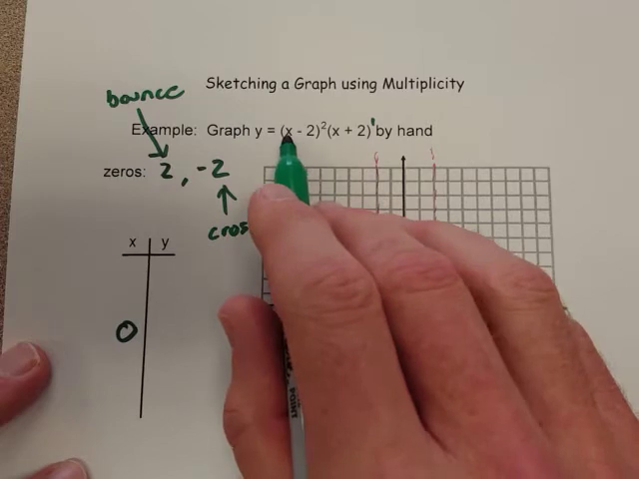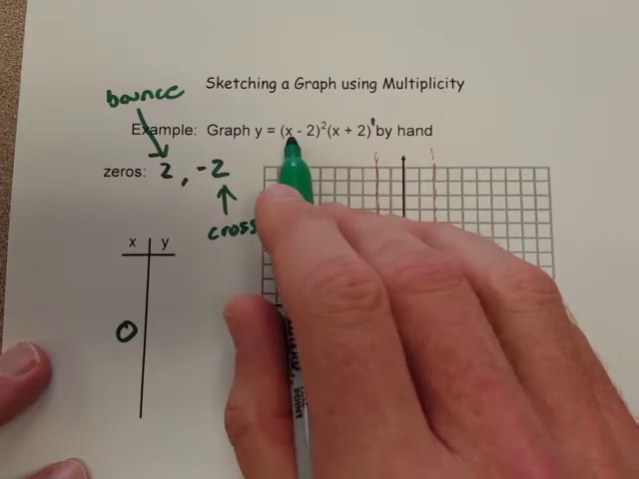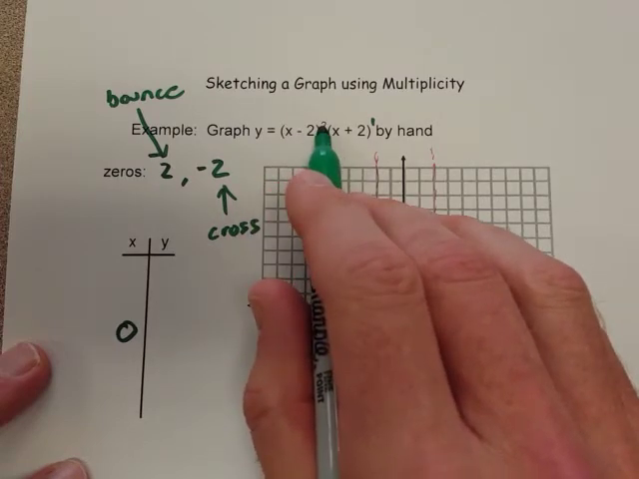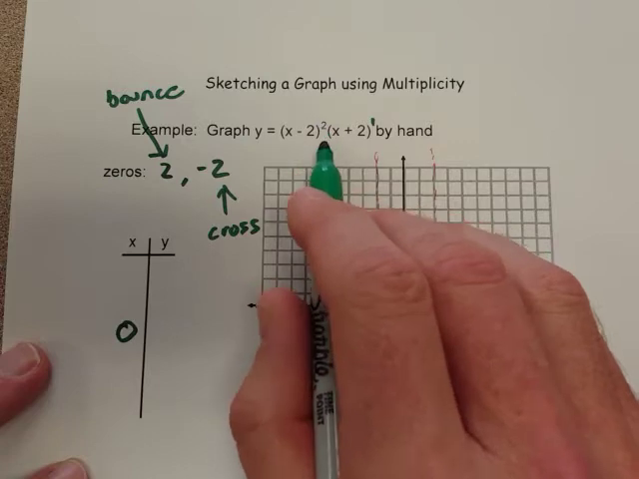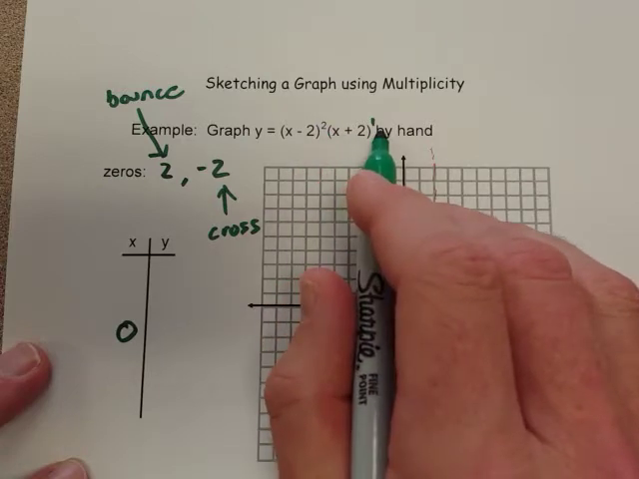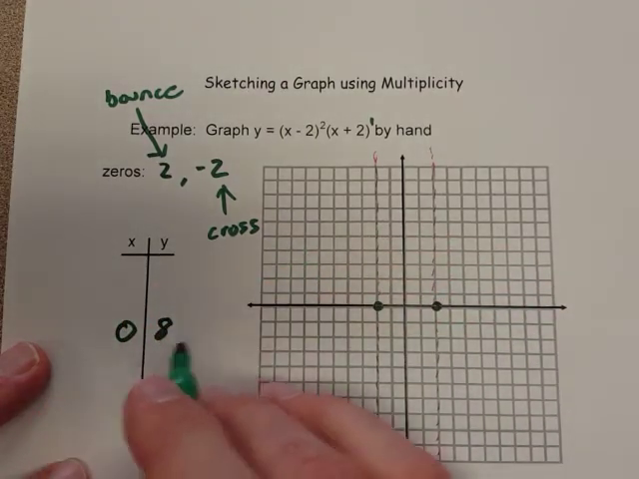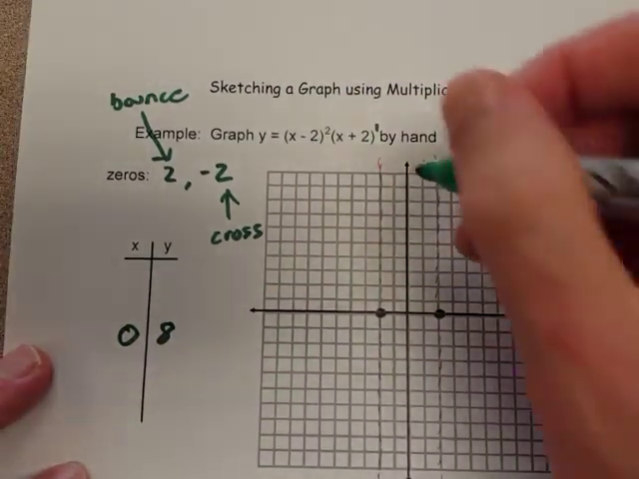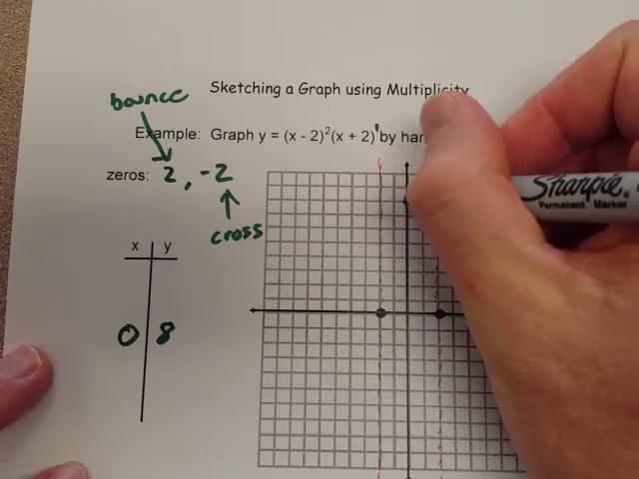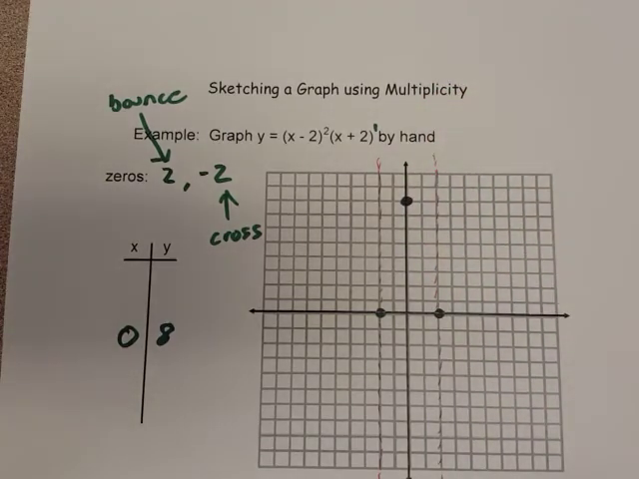That's going to give me 0 minus 2, which is negative 2. Squared is 4, and then times 0 plus 2, so that's going to be 8 in this case. I plug 0 in, I get 8 from this function, and so I go up here and I have a point right there at 8.